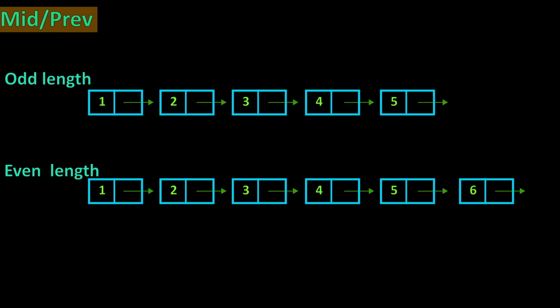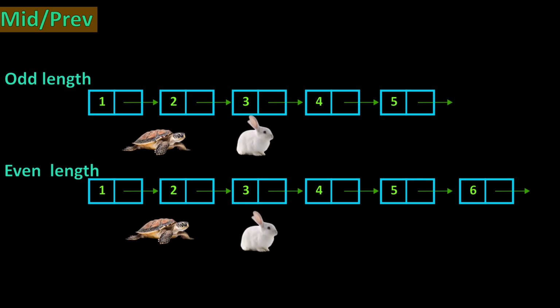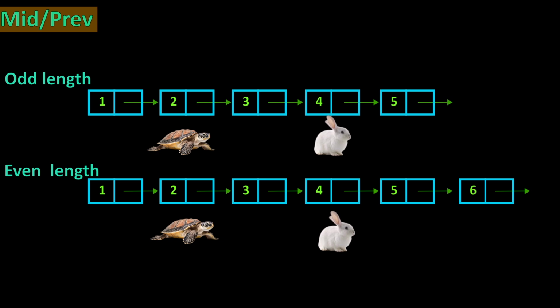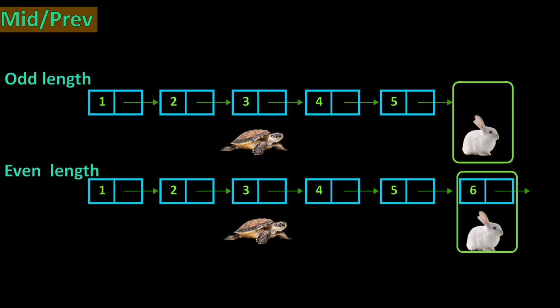In another case, initially, the tortoise is at the first node and the rabbit is at the second node. Now, move the tortoise one step forward and the rabbit two steps forward, until the rabbit reaches the end or just before the end. In an odd length list, the rabbit stops at none. In an even length list, the rabbit stops at the last position.